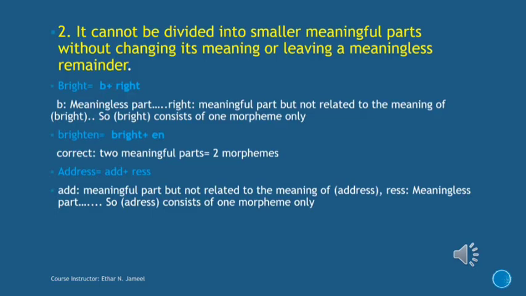That is why brighten can be divided into two parts, which means that brighten consists of two morphemes, bright plus en. That is why we can divide this word into two parts, because it has two morphemes, bright and en. Let's take another example, address. Address is a word that consists of one morpheme only.